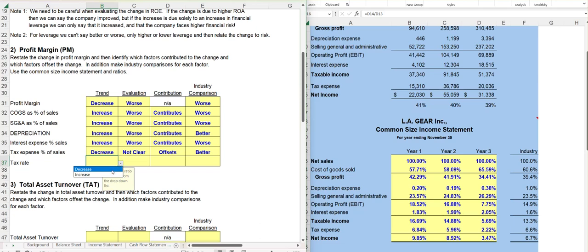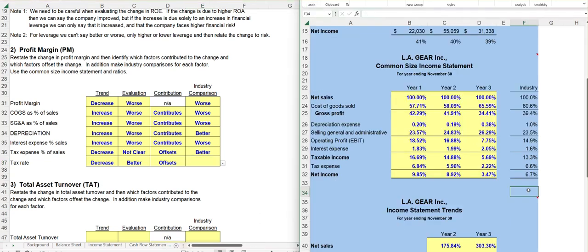So our tax rate has decreased, and a lower tax rate, that's a good thing. And the overall impact, a lower tax rate would offset, and our tax rate is now compared to the industry average.